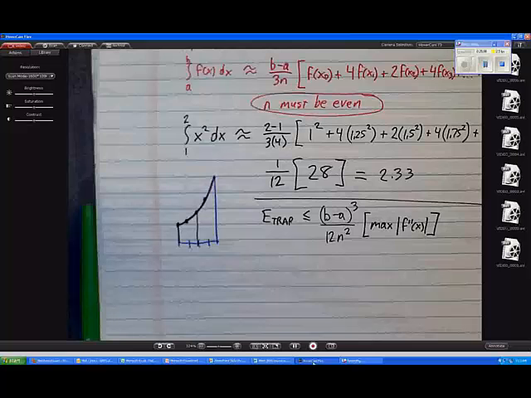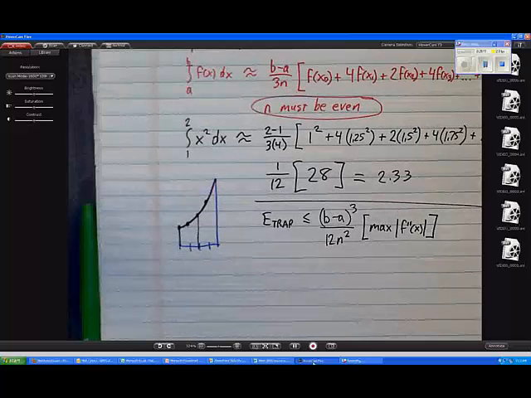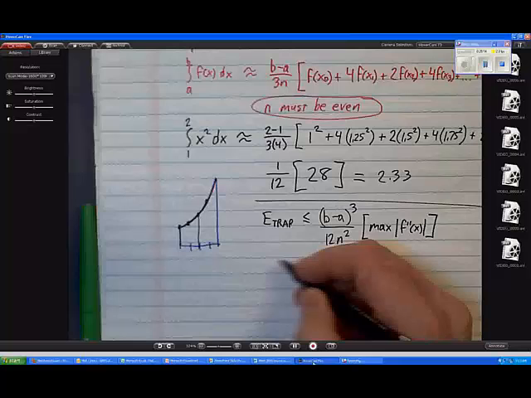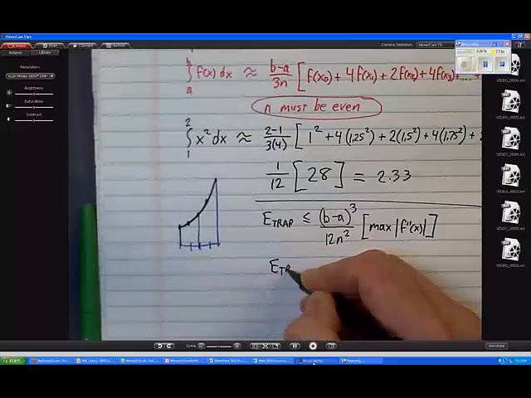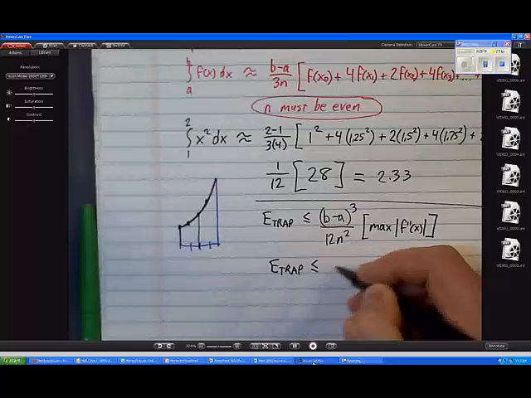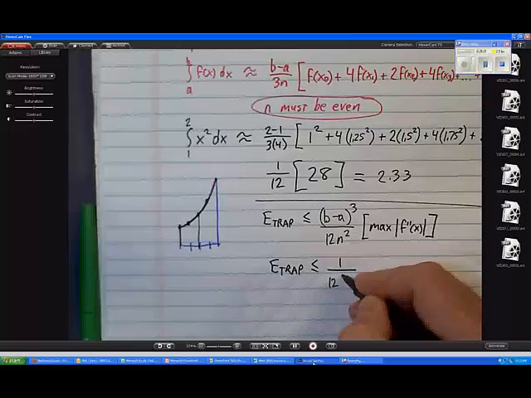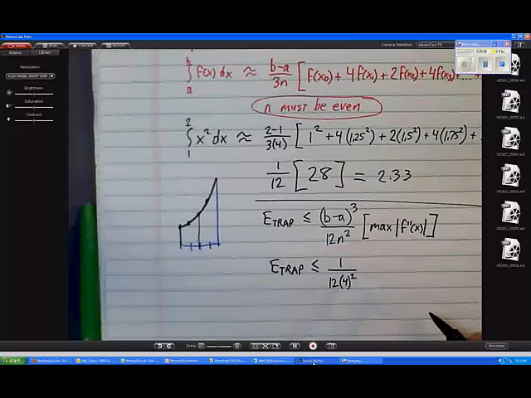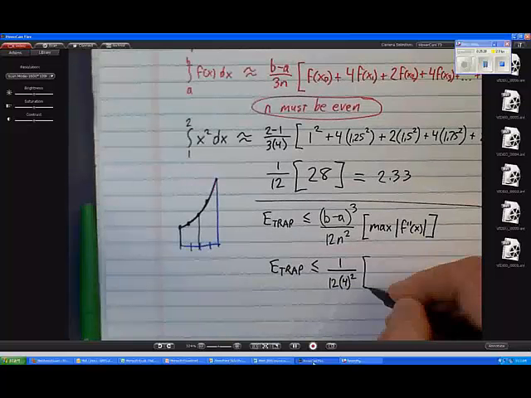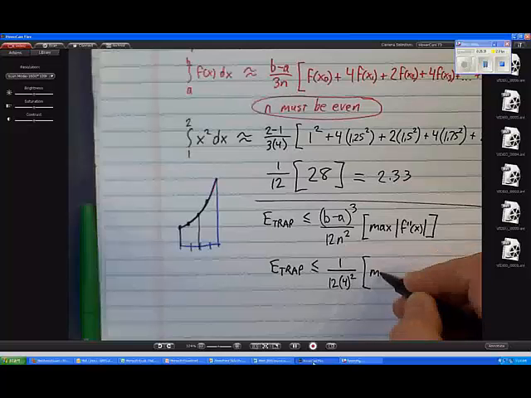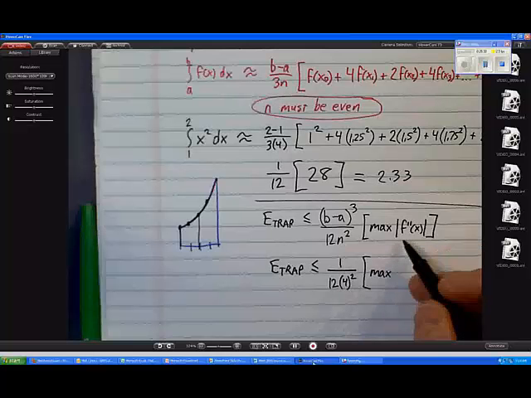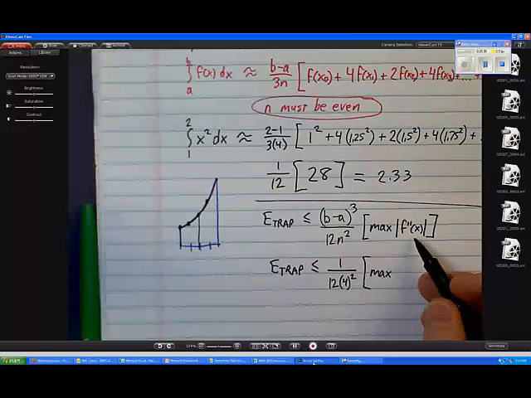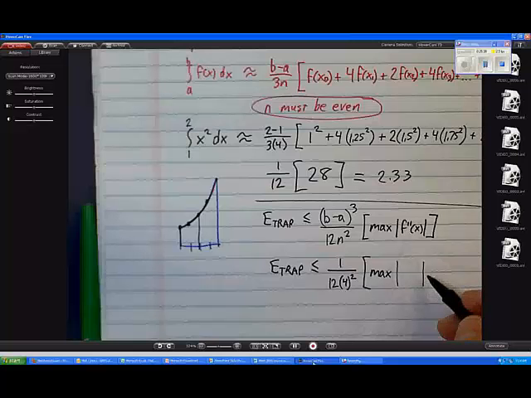Well, what's b minus a? Oh, beautiful. So the error of the trapezoidal method for our example is less than or equal to 1 over 12 times, what's n? 4. Okay, so 4 squared is 16. That's right. Times the maximum value of, now do you guys know what the second derivative is? What was the function? The function was x squared. So what's the first derivative? So what's the second derivative?